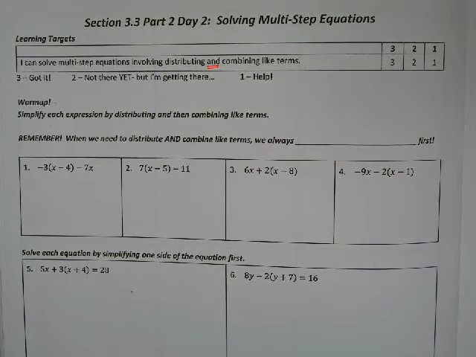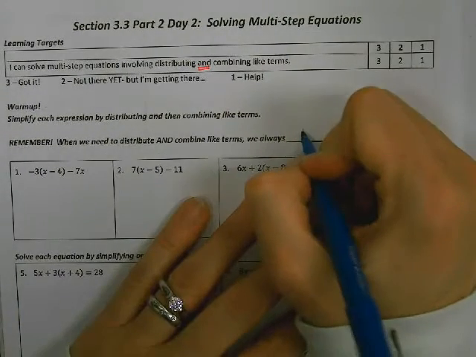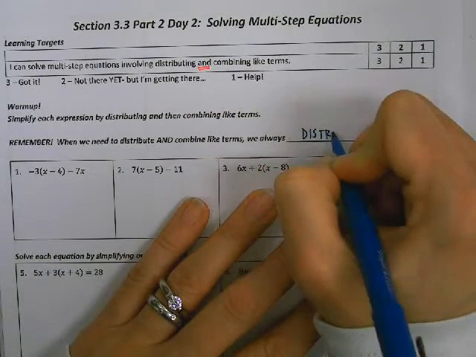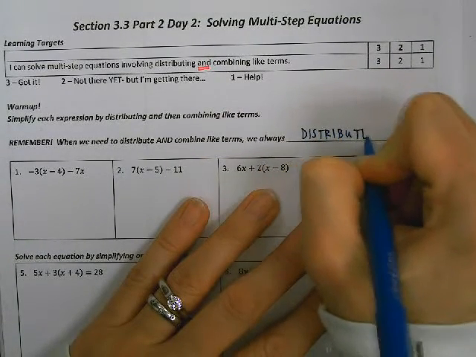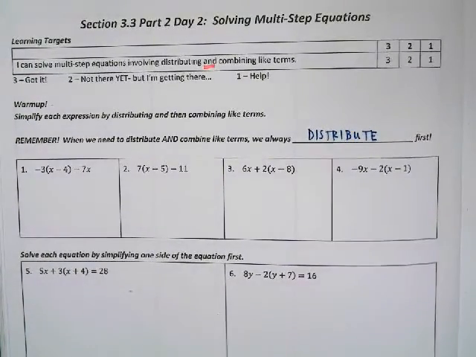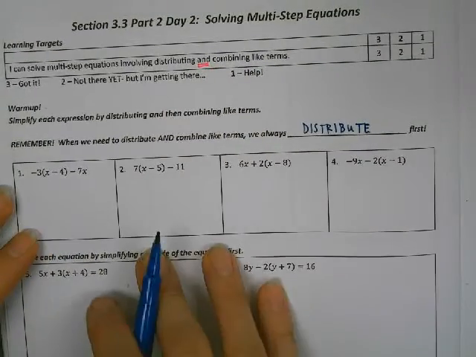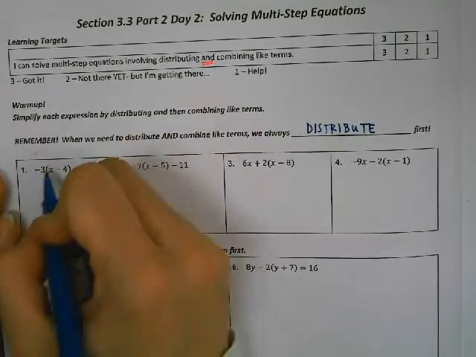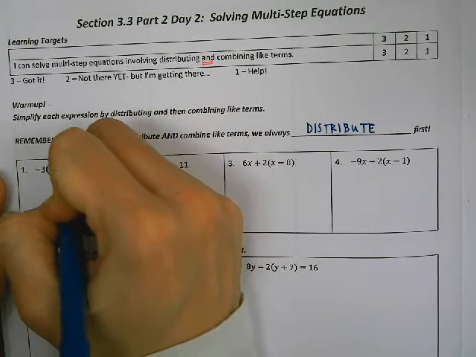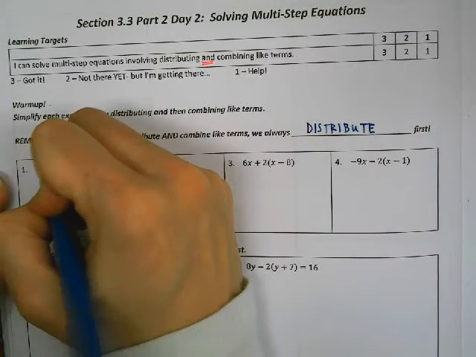In order to be able to solve, to practice this first, we're going to simplify some expressions where we have to distribute and combine like terms. And what's going to be really important for you to remember here is that when we need to distribute and combine like terms, we always distribute first. Right? Because we need to get rid of those parentheses before we can start combining like terms. So no matter what's going on, I always distribute first. So in my first example, here are my parentheses. So I know I'm going to distribute. So I'm going to go ahead and do that.